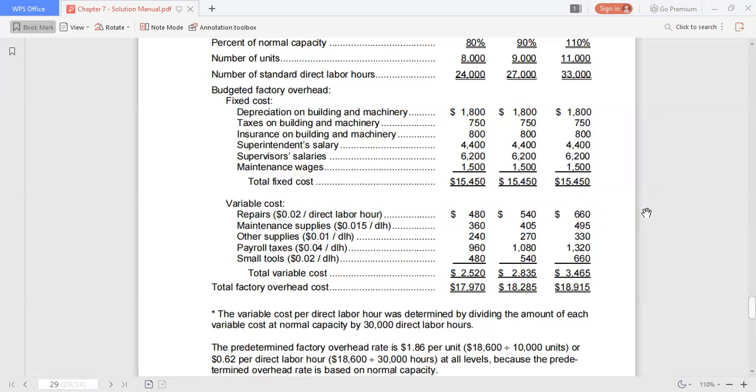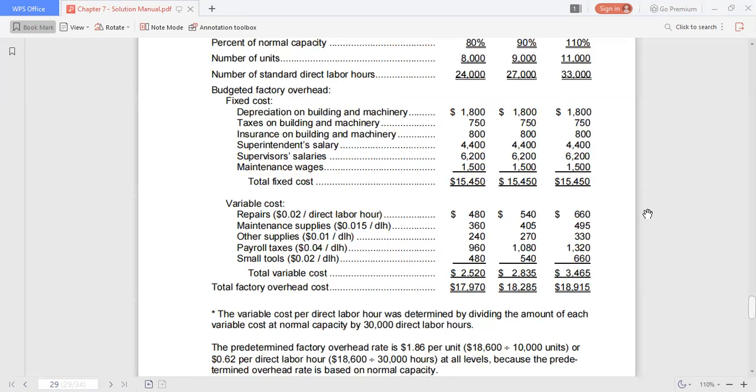So here we have the total of the variable cost at 80%, 2,520. You can also get this by multiplying 3,150 by 80%. For the next column, you multiply 3,150 by 90%, and the last column by 110%. So we have now the variable cost per direct labor hour.